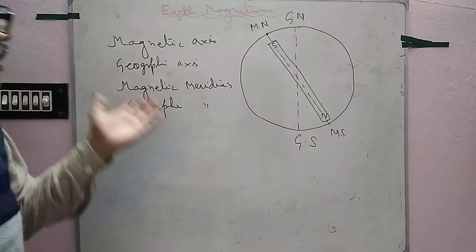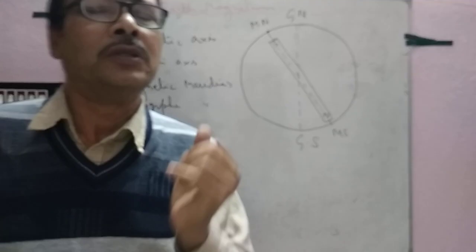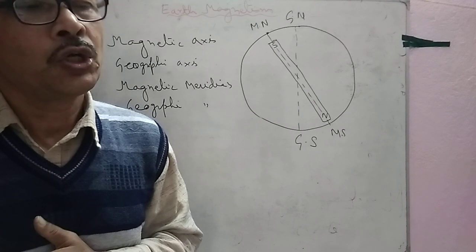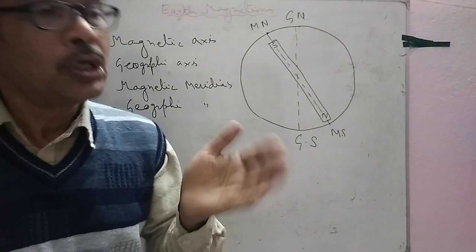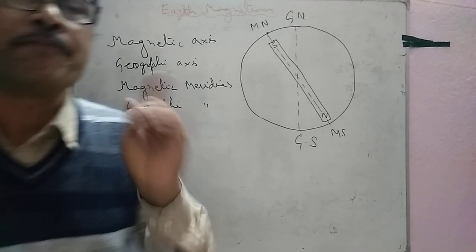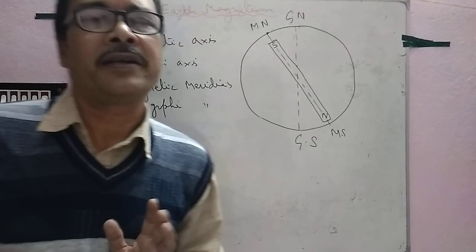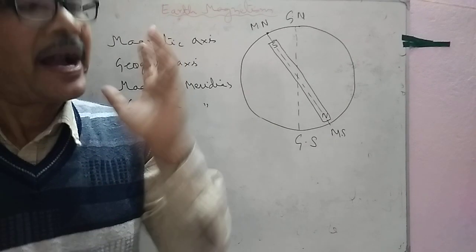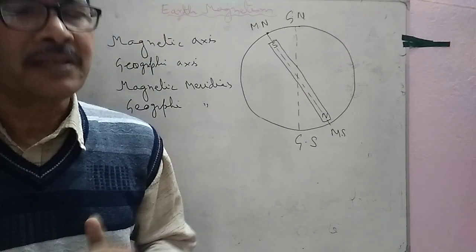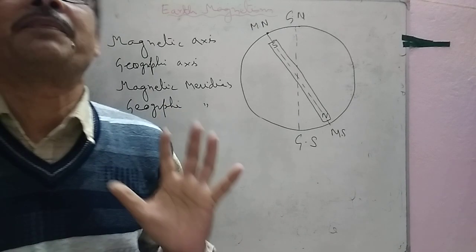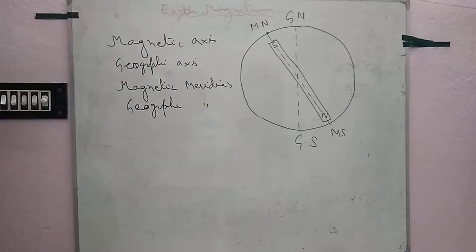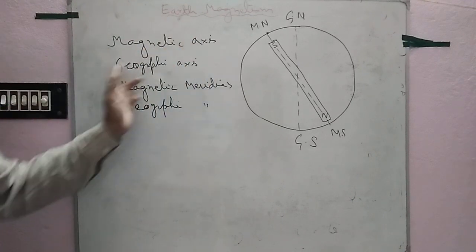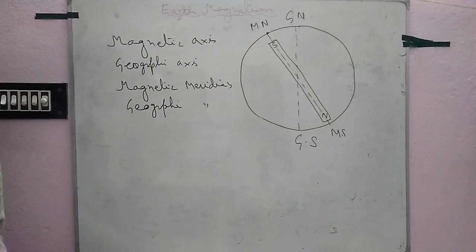So at the moon, there is no atmosphere at the moon surface, so no magnetic field is there. So a very important point is that due to radiation from the sun, the atmosphere is ionized, the air particles are ionized, and due to this a magnetic field is produced. Okay, now these terms: magnetic axis, geographic axis, magnetic meridian and geographic meridian.